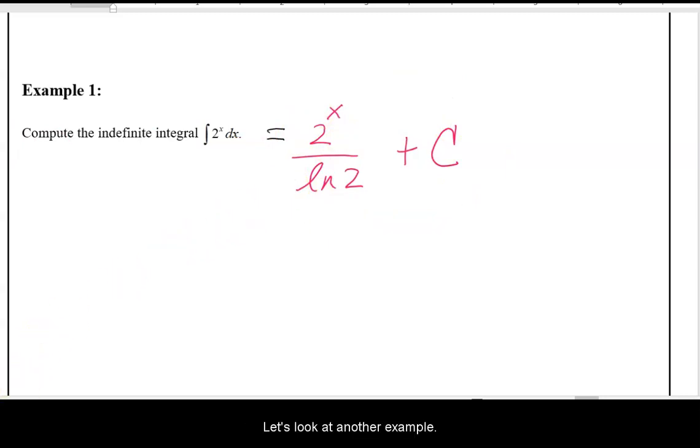Let's look at another example. This is the problem to compute the indefinite integral of 3 to the negative x power dx. There are two good ways to solve this problem. We'll show these two ways on either side of this long blue line.